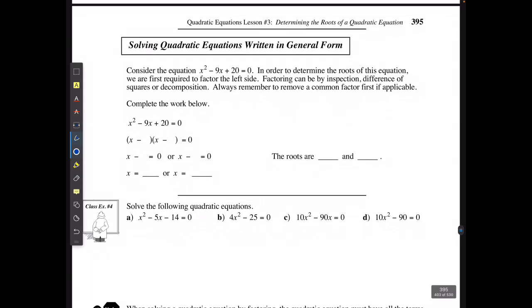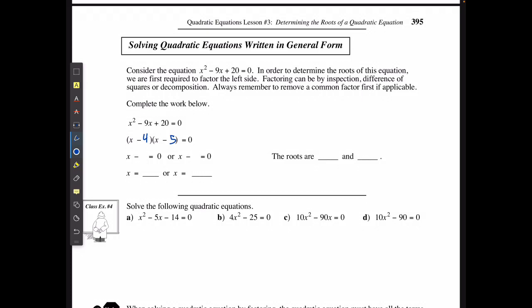If I'm solving quadratic equations written in general form, well, the first process is we'd actually need to factor it down to figure out what our factors are that could possibly equal 0. So if I have x squared minus 9x plus 20 is equal to 0, I'm going to factor this polynomial down. And because the coefficient for x squared is 1, I just need two numbers that have a product of 20 but add up to negative 9. It's going to be x minus 4 and x minus 5.